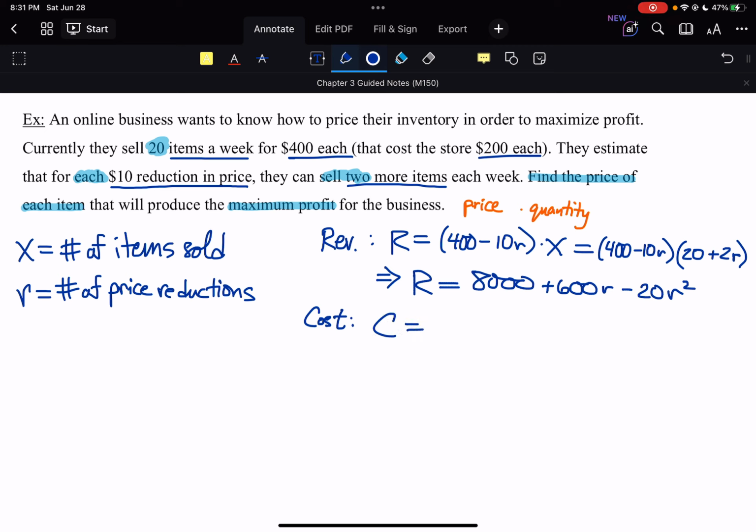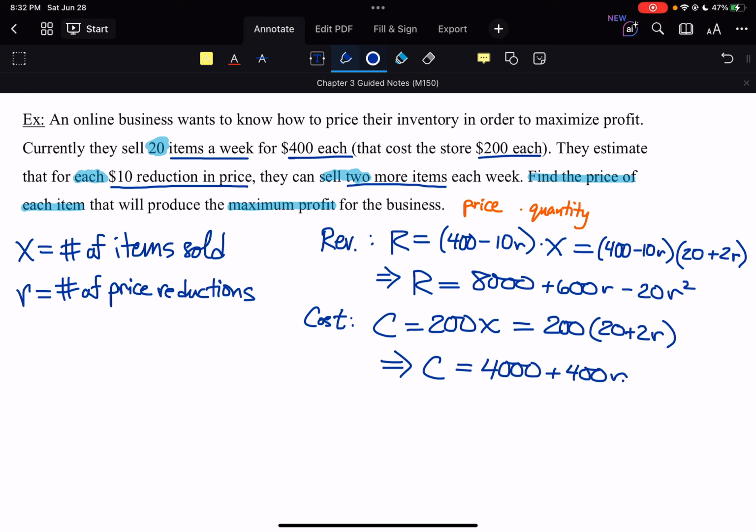Cost will be C. Cost is going to be... let's see, no, they sell them for $400. They cost the store $200 each, right? So 200 times however many items they sell. And then this formula, we can also put it in terms of R, just like we did the last one. So 200 times 20 plus 2R. Okay, so C, if I multiply that out, that's going to be 4,000 plus 400R.